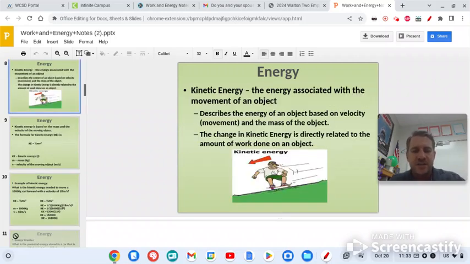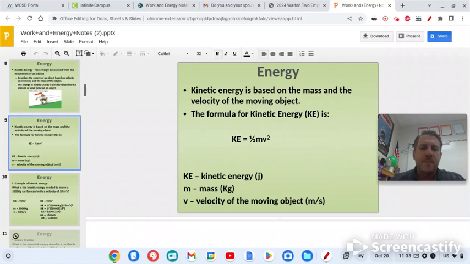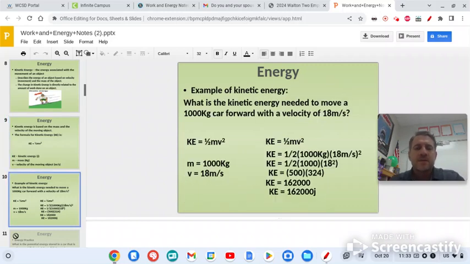Then you have kinetic energy, and this describes movement, all right? The formula here is kinetic energy equals half the mass times the velocity squared. And we talked about velocity last unit. It's just the speed, like meters per second, something's moving. So one half times the mass times velocity squared, okay? So if I had to consider this, what is the kinetic energy to move a 1,000 kilogram car forward at a velocity of 18 meters per second?